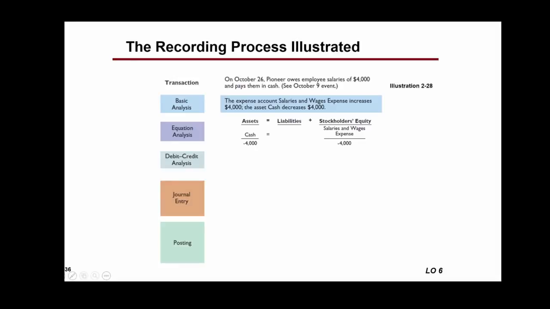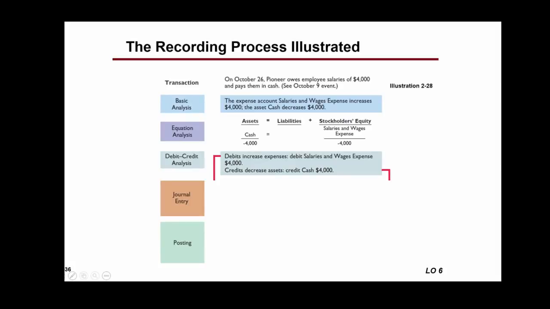Now, debit and credit analysis. Cash decreases, so we know that we are going to credit. And we have expenses that have increased, we debit them. As you can see, there's some kind of pattern here. And it's easy. Think about it again basically in how each account is affected. Cash is decreasing. So what happens when cash decreases? We credit it. What happens when an expense increases? We debit. As simple as that.